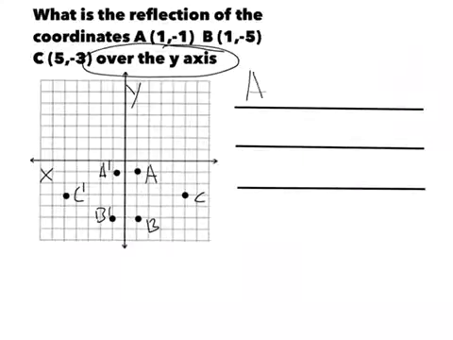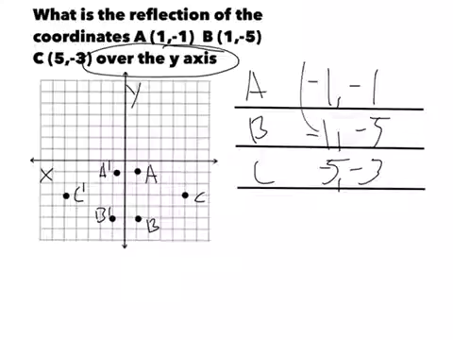And then all you're going to have to do is write them up here, so A, B, C, and then you're just going to have to draw out the coordinates of your new one. So this one will be 1, -1, -1, and then -1, -5, and then -5, -3, and there is your reflection.